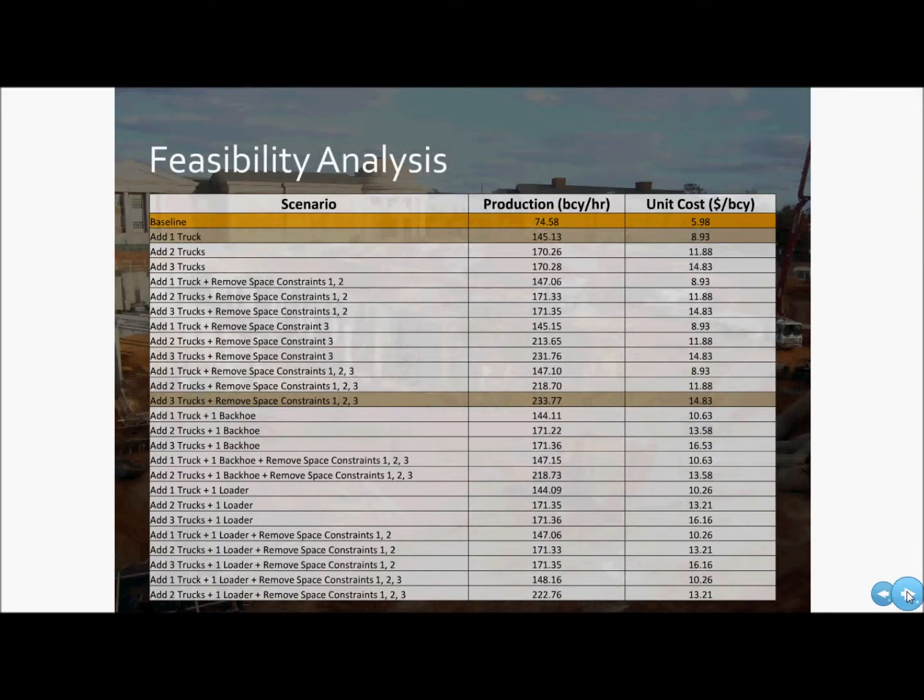For the feasibility analysis, we chose different scenarios to test in order to find the best production and unit cost. We found that adding one truck would increase production. In order to increase production and keep unit costs low, adding one truck would be the best option. Even though it shows the same unit cost with the space constraints removed, the cost doesn't take into consideration the price to remove the space constraints. This issue could have been addressed prior to the start of this activity.